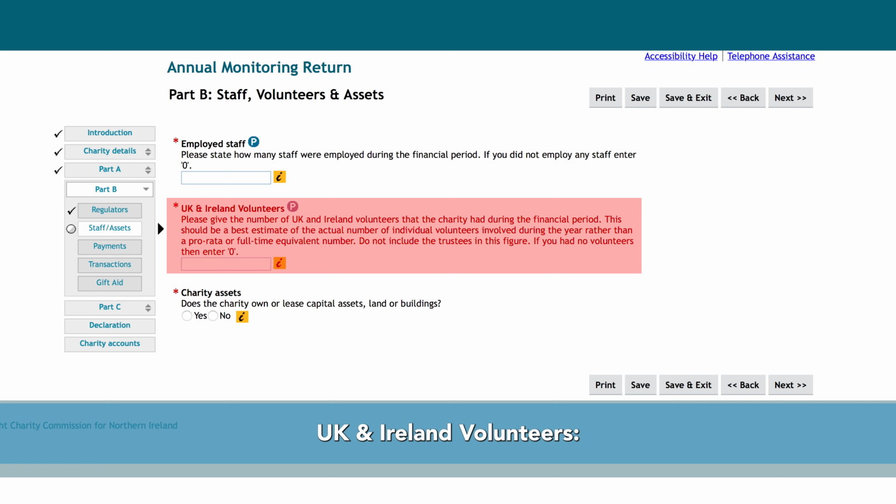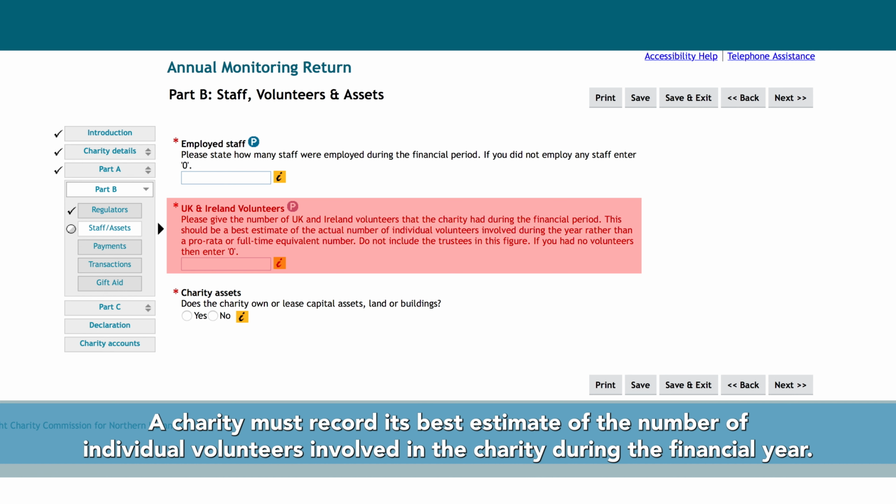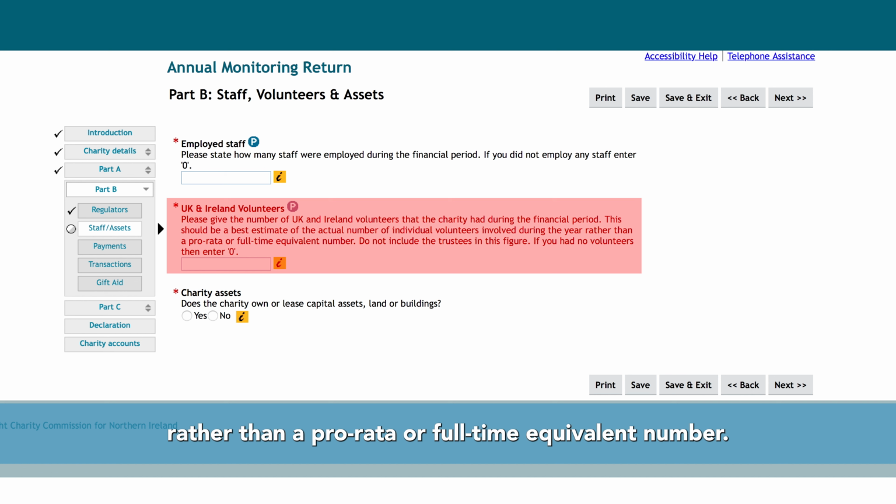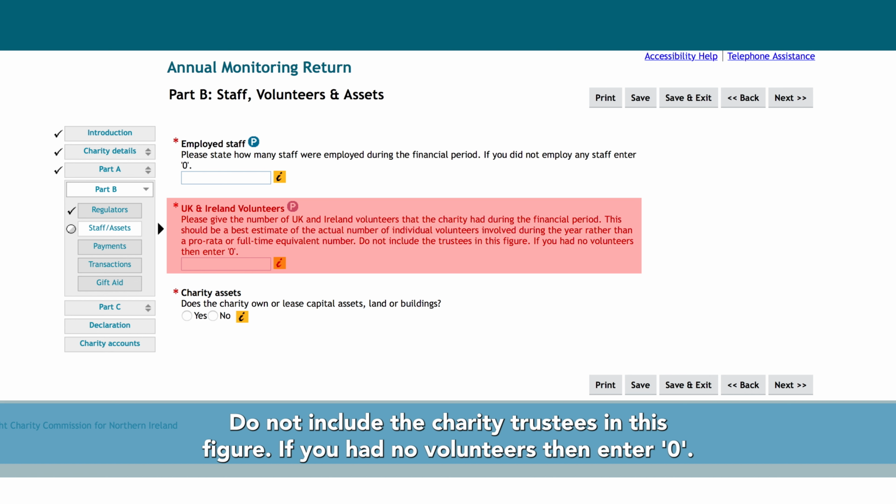UK and Ireland volunteers. A charity must record its best estimate of the number of individual volunteers involved in the charity during the financial year. This should be a best estimate of the actual number of individual volunteers, rather than a pro rata or full-time equivalent number. Do not include the charity trustees in this figure. If you had no volunteers, then enter 0.